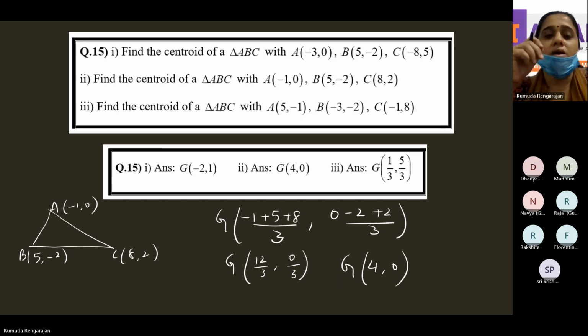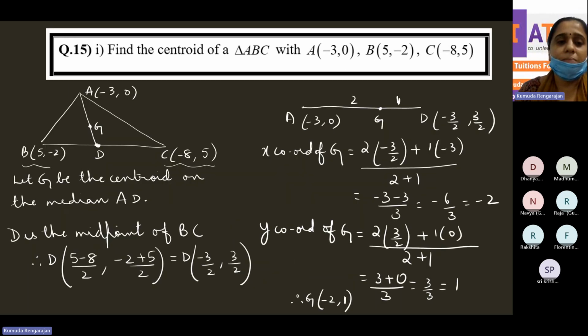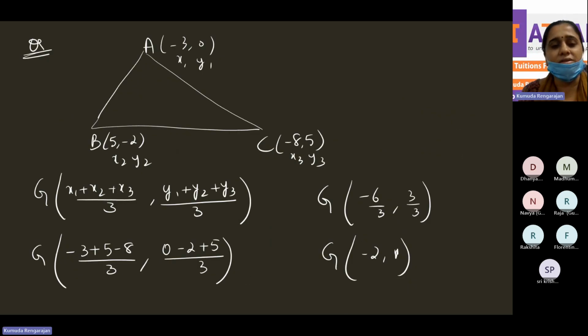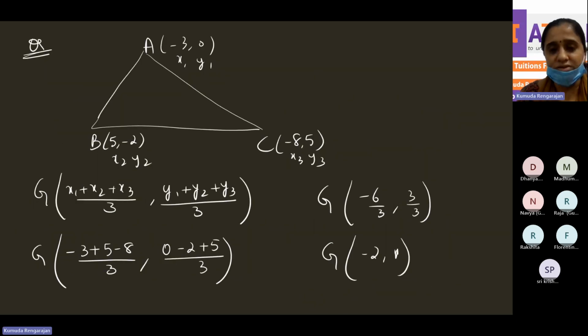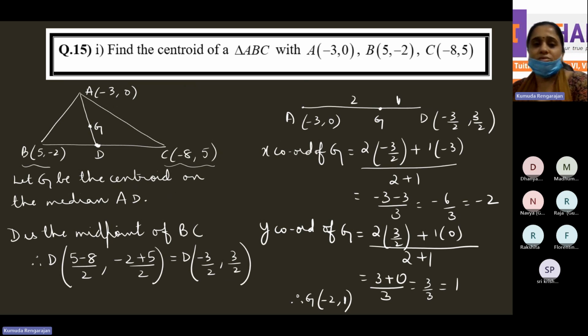Ma'am, there's no ratio if you're using this method. This is fixed because the centroid divides the median in the ratio 2:1. The ratio is fixed. This is one procedure; the other is another method altogether. This is using the formula, which can be used for MCQs. The other one is not for MCQs, like 2-3 marks questions. You can use this method. Okay, ma'am.